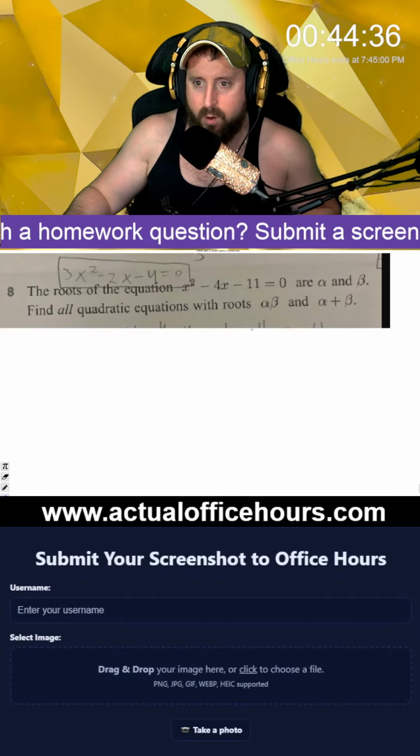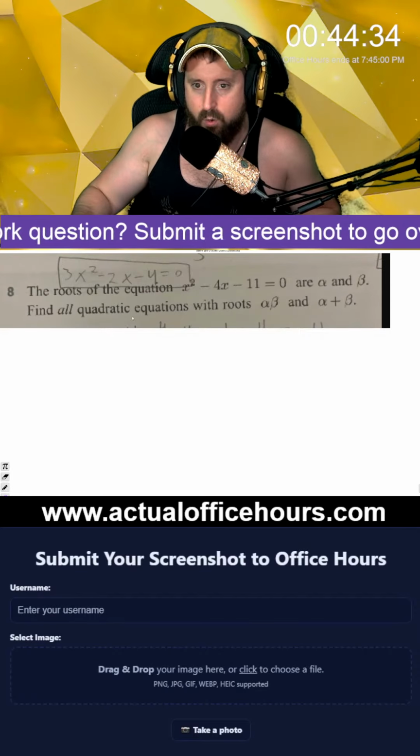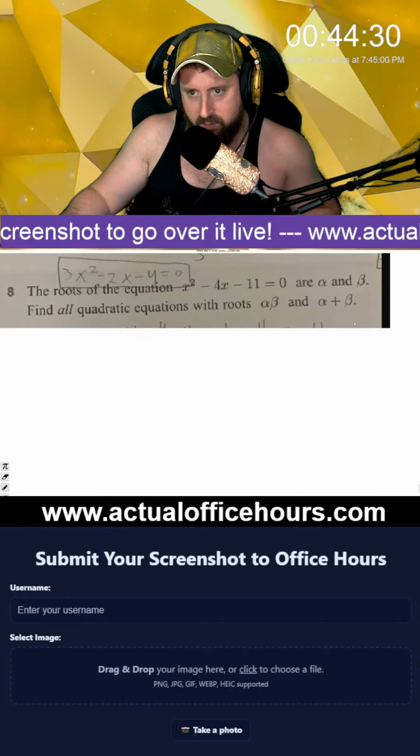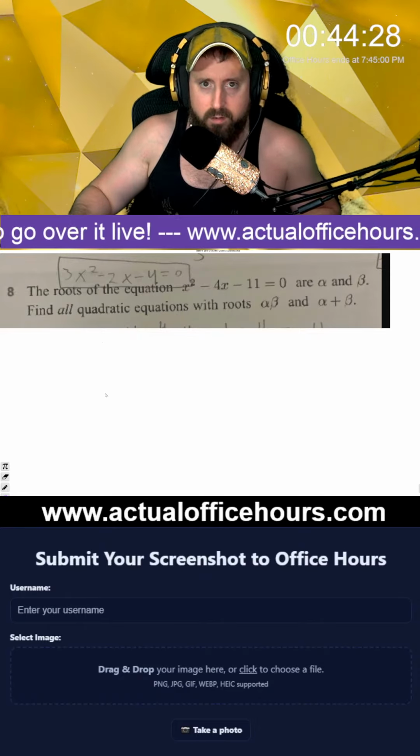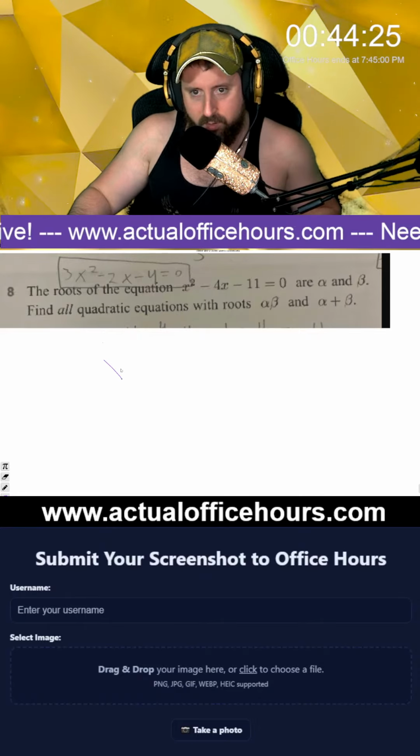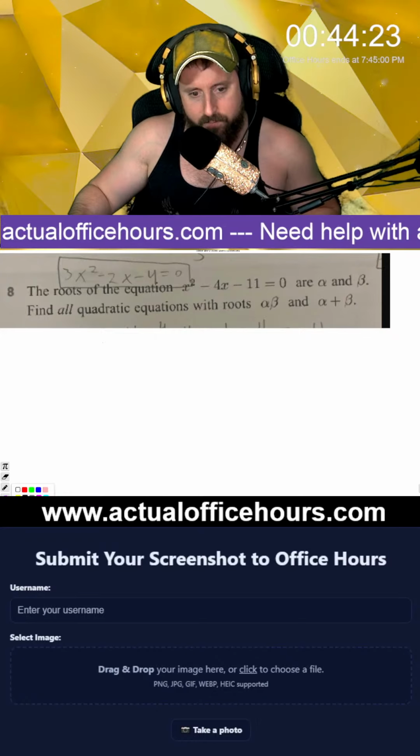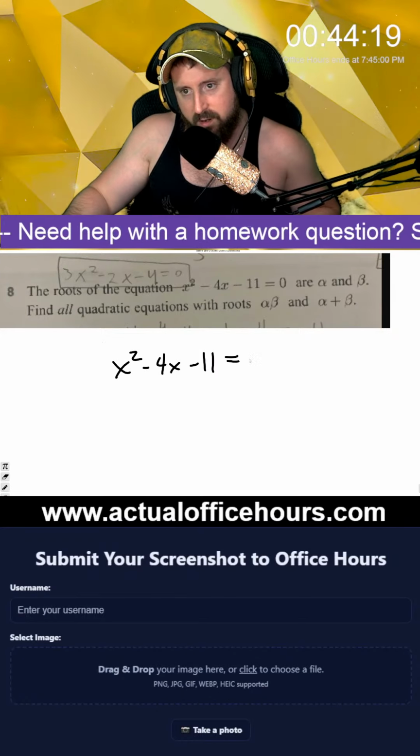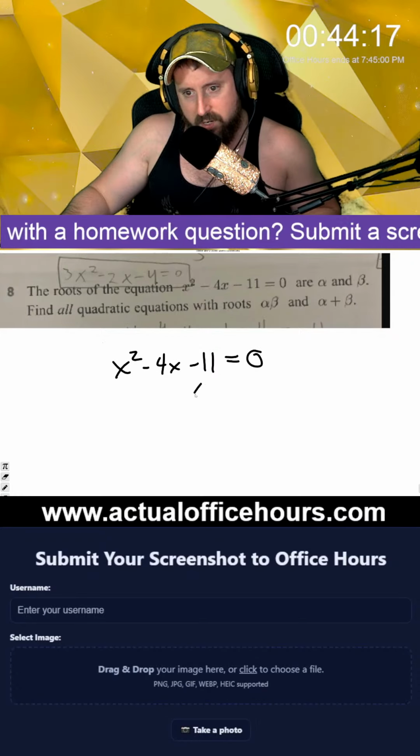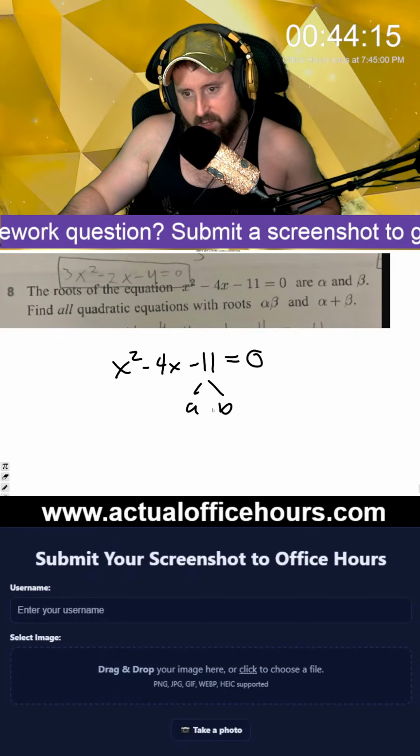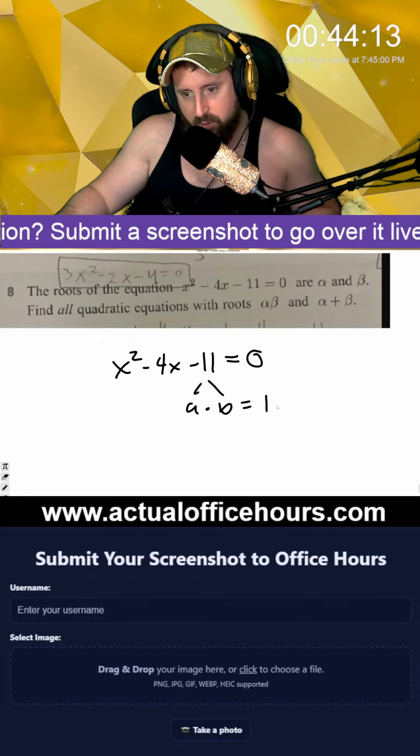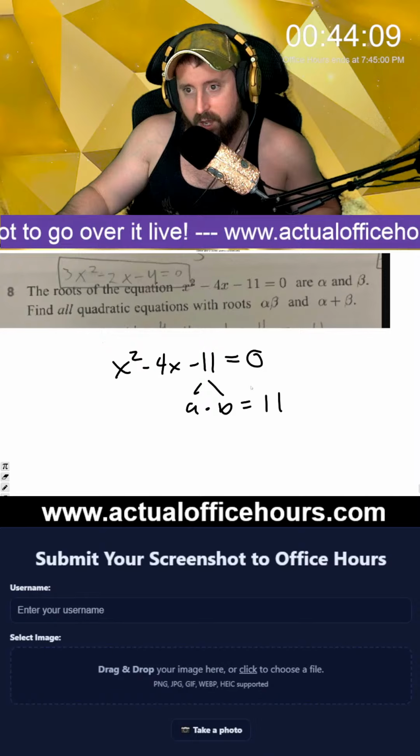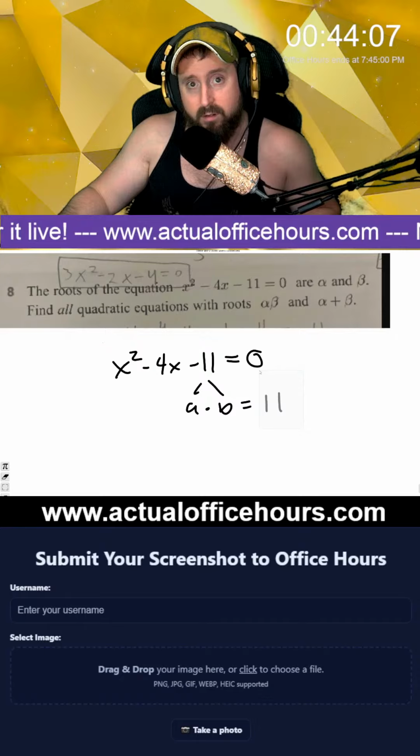Okay, the roots of the equation are alpha and beta. Find all quadratic equations with roots alpha, beta, and a plus b. Oh, okay. Alright, well, no. So here's how you do this. If you have x squared minus 4x minus 11 equal to 0, you need numbers a and b. So a times b must be equal to, sorry, negative 11.